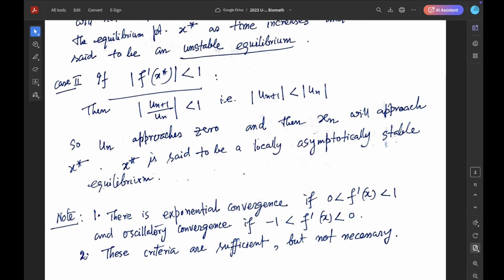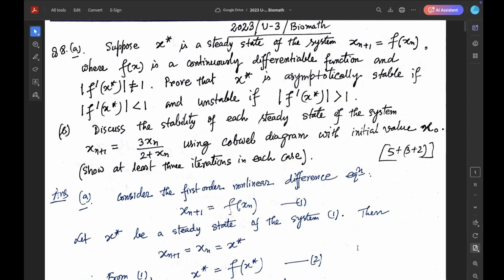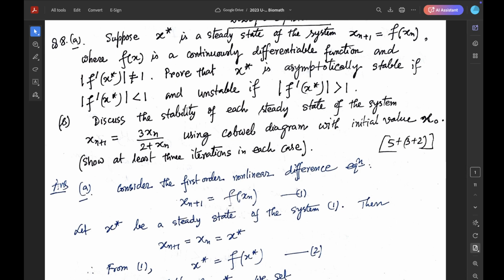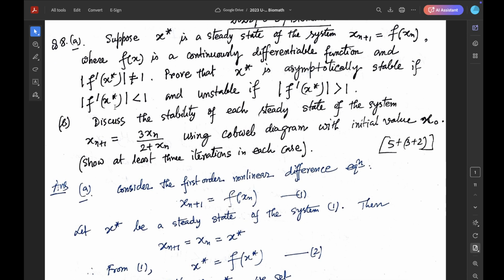Note that there is exponential convergence if 0 is less than f'(x) less than 1 and oscillatory convergence if -1 is less than f'(x) less than 0. And note 2, these criteria are sufficient but not necessary, because x star is asymptotically stable if this holds, |f'(x star)| less than 1, but if x star is asymptotically stable, it does not necessarily imply that |f'(x star)| is less than 1.